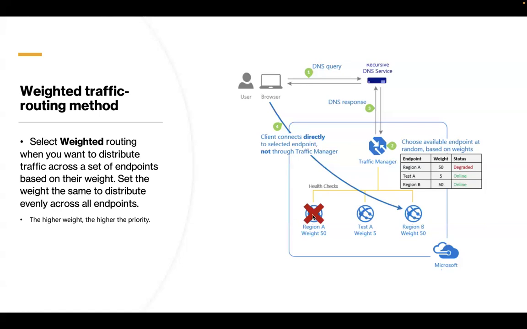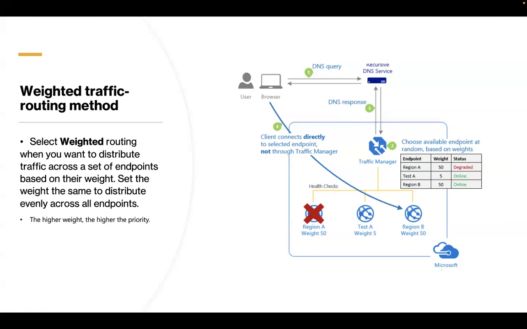So this region A in the diagram, if you see, is down, and now it is going to region B. The flow will work in the same way. The user first will reach out to traffic manager. Traffic manager will tell the user, you need to reach out to this particular endpoint, and then the user will directly connect to that endpoint. Everything happens in the backend. We won't be able to understand which endpoint we are connecting to.